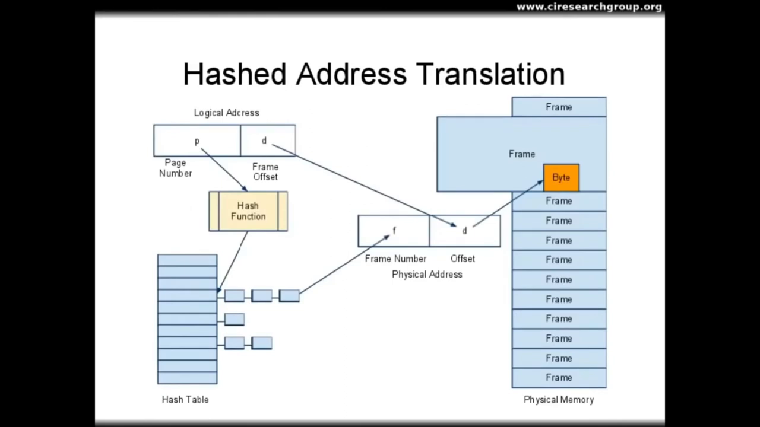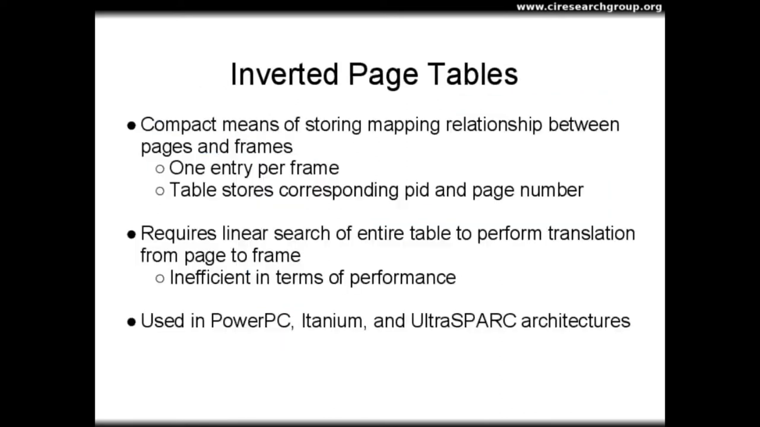Translating a logical address to a physical address with a hashed page table begins by hashing the page number P. Hashing is accomplished using a hash function, which may be implemented in hardware for high performance. The hash value returned by the function gives the location in the hash table where the inner page table may be found. A linear search of the inner page table is performed to locate the frame number. Once the frame number, F, is obtained, it is joined with the offset, D, to give the hardware address.